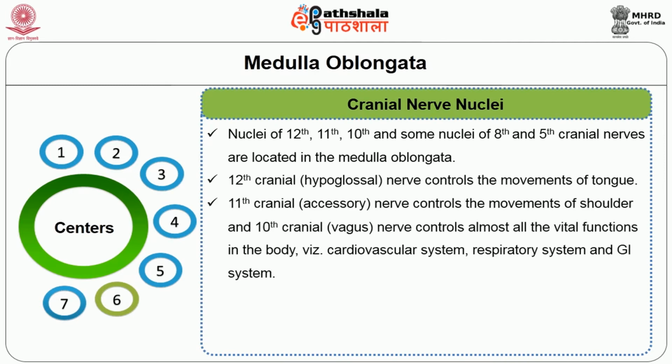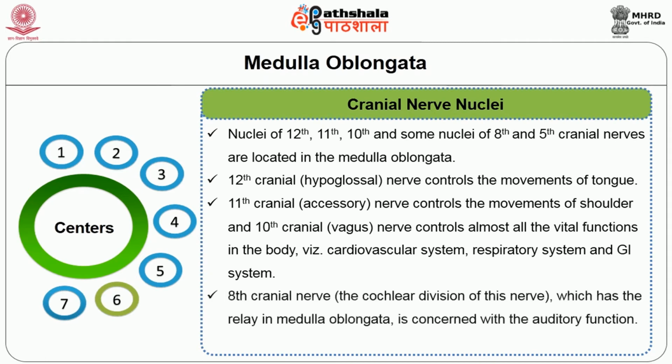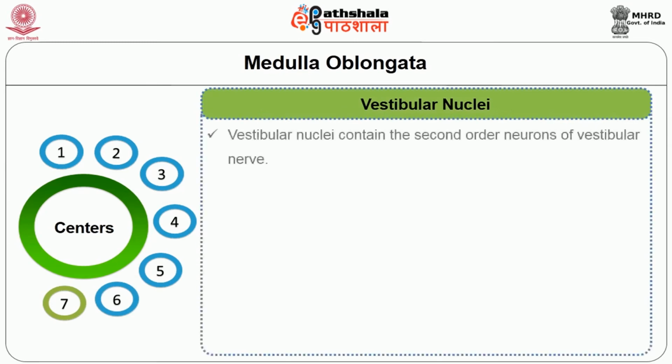11th one controls the movements of shoulder, and 10th cranial nerve controls almost all the vital functions in the body like cardiovascular system, respiratory system and GI tract system. The 8th cranial nerve, the cochlear division of this nerve, which has the relay in medulla oblongata, is concerned with the auditory function.